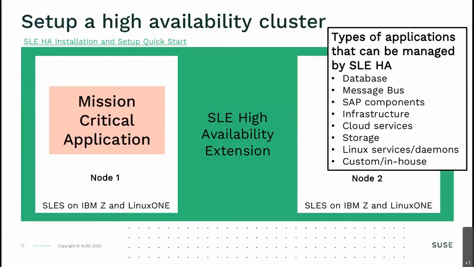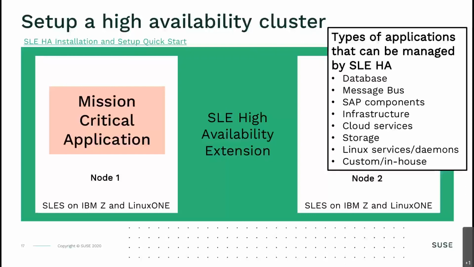You could have one node being an LPAR. You could have another node being a z/VM guest. You could have another node being KVM on a Z guest. And those mission critical applications that can be managed by SUSE Linux Enterprise High Availability Extension are everything from databases, whether it be off-the-shelf databases, Oracle, DB2, Sybase, open source databases, MariaDB, Postgres, Redis, message bus like IBM WebSphere MQ or RabbitMQ or other message bus systems, SAP components.